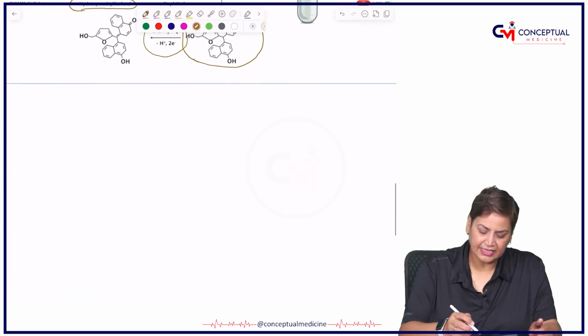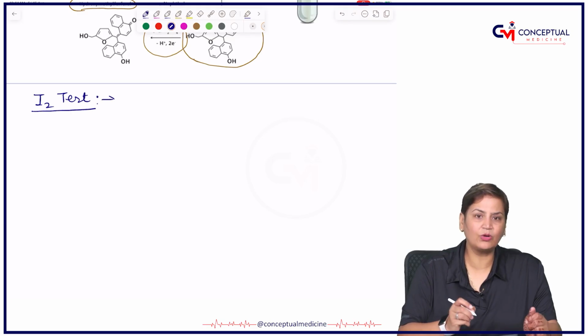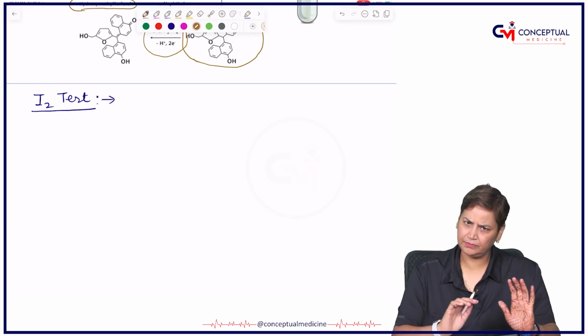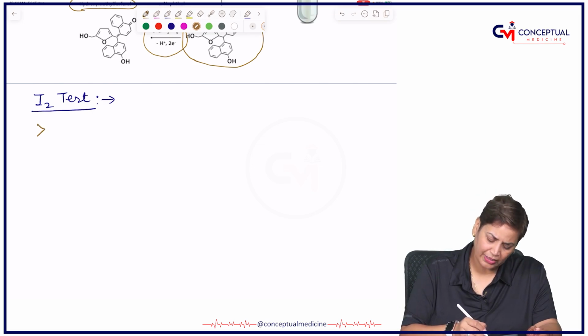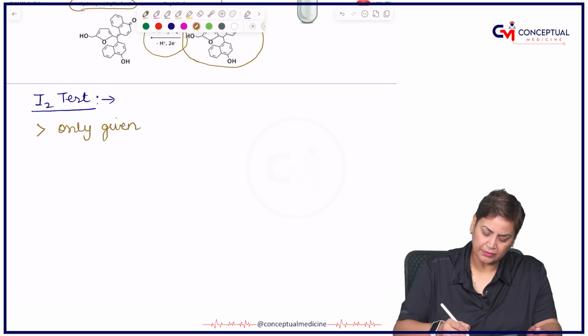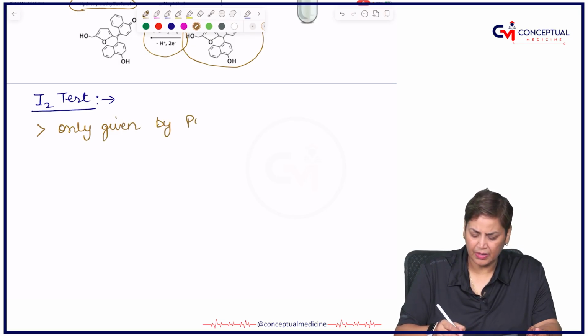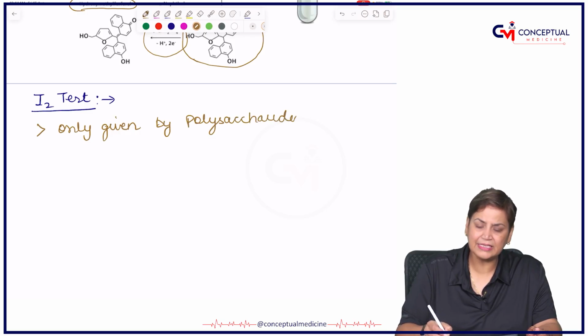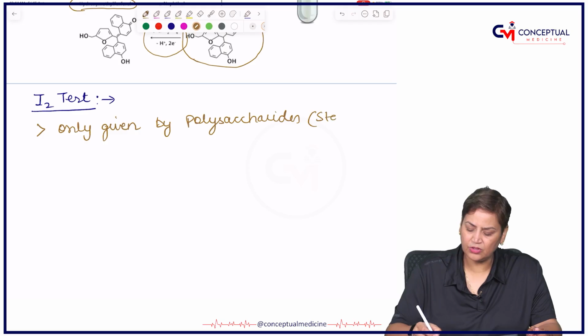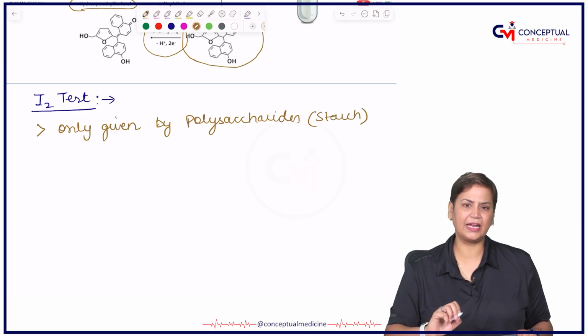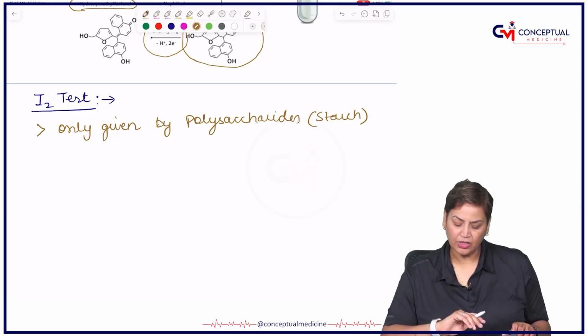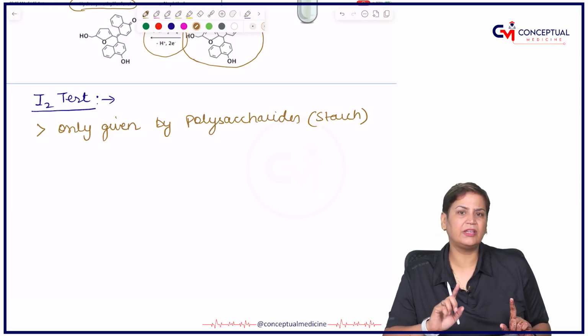Then the second test is the starch or iodine test. Now if we talk about the iodine test, the concept is again simple: it is given only by polysaccharides, and mainly starch. The physiologically important polysaccharide is glycogen, but we do not test for glycogen. So starch will give a positive iodine test.